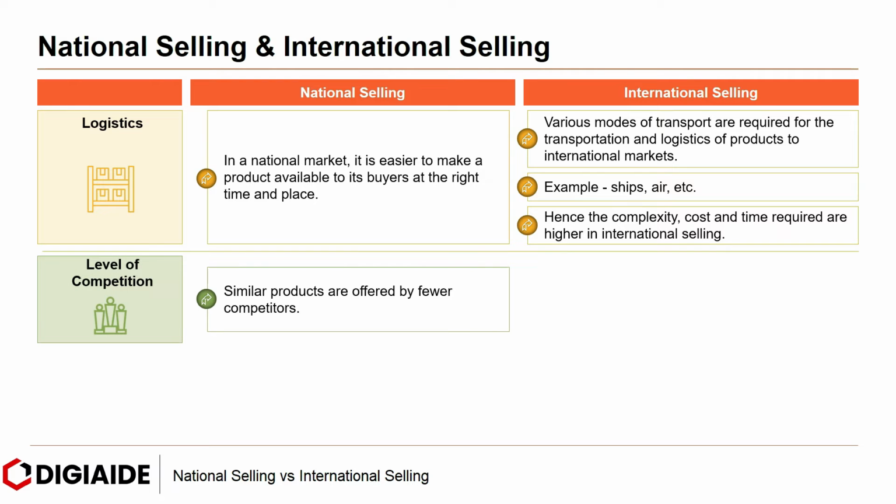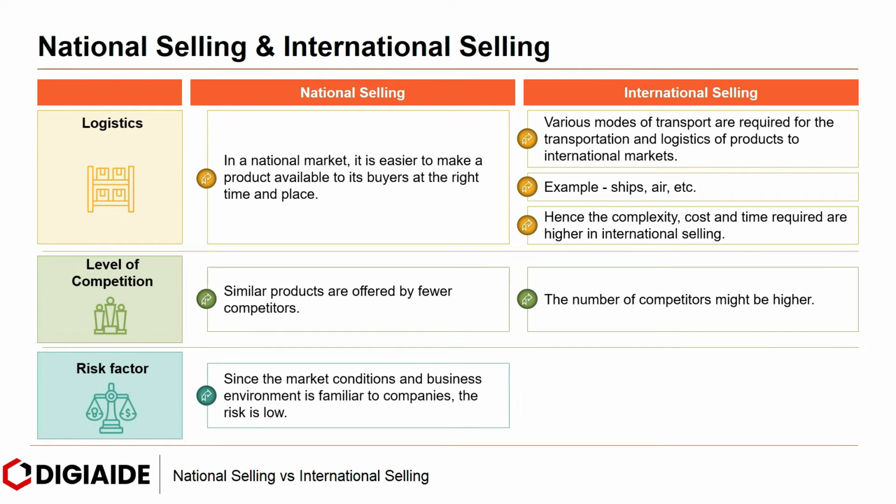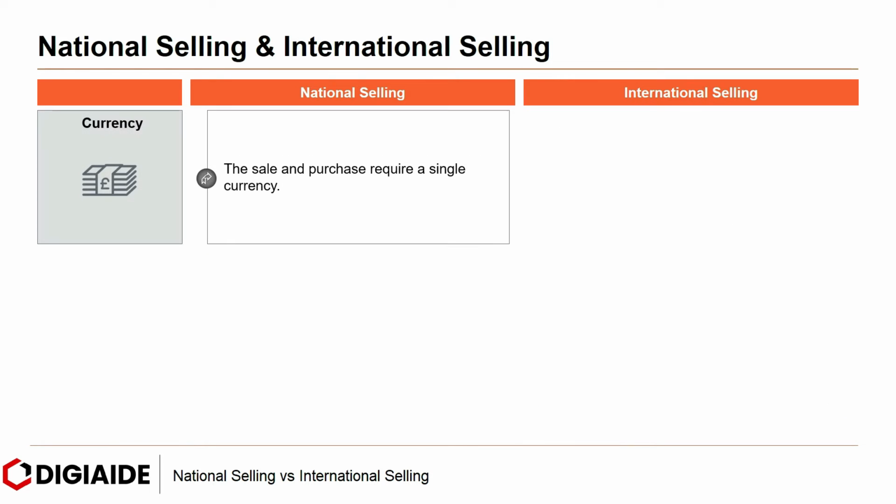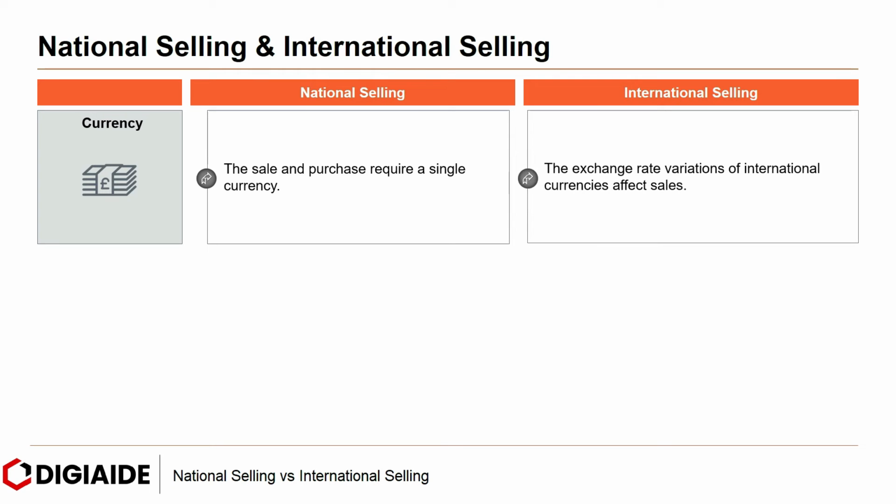Next, level of competition. Similar products are offered by fewer competitors in the national markets, whereas in international selling, the number of competitors might be higher. Next comes the risk factor. Since the market condition and business environment is familiar, the risk is low in national selling. Whereas in international selling, the market condition and business environment is uncertain and unknown, which makes the risk higher. Next, currency. The sale and purchase require a single currency in national selling, whereas in international selling, the exchange rate variations, or I would say fluctuations, of international currencies affect sales.